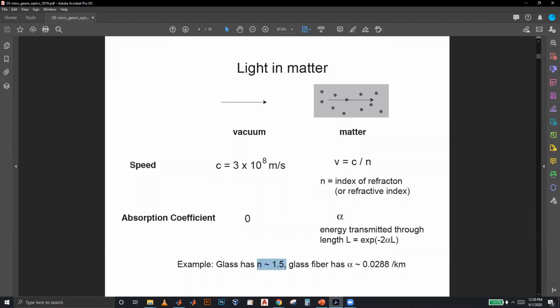For example, I just said glass has a refractive index of 1.5. On the other hand, glass fiber has a very low absorption coefficient, on the order of the second place of decimal per kilometer. The definition is with respect to a length L which is traveled inside the medium. Over really long distances, glass fiber has a very low absorption coefficient, which is why optical fibers are made of glass and can carry light for very long distances without suffering significant loss in the transmitted signal.